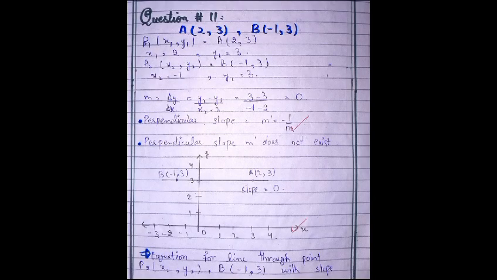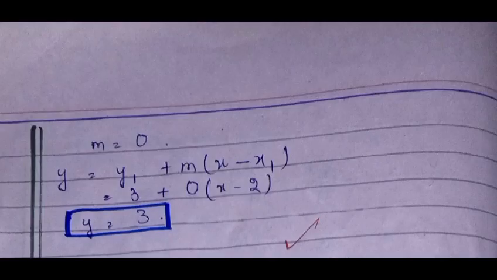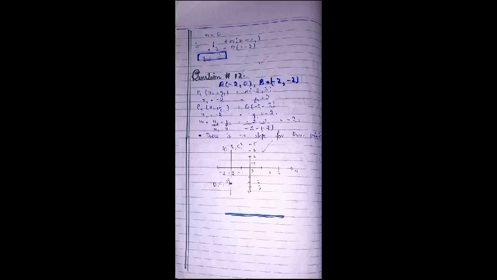In question number 11, we get the answer of m by putting the values of x1, x2 and y1, y2 in the equation. But here the perpendicular slope does not exist, so the graph is a simple horizontal line, and the equation of the line through the point with slope 0 will be y equals 3. We again get the answer of slope, which is m equals minus 2, but there is no perpendicular slope for these points, so we draw a simple vertical line.